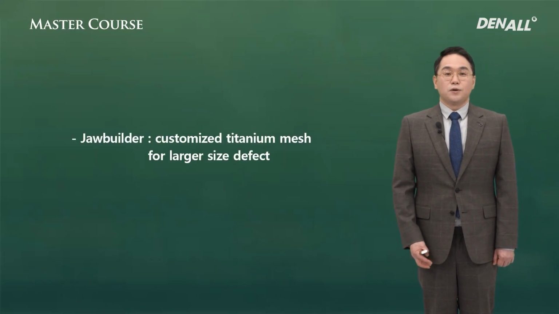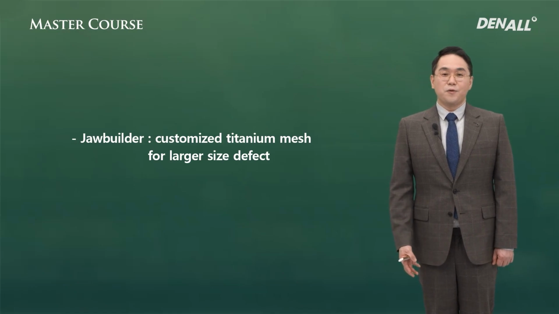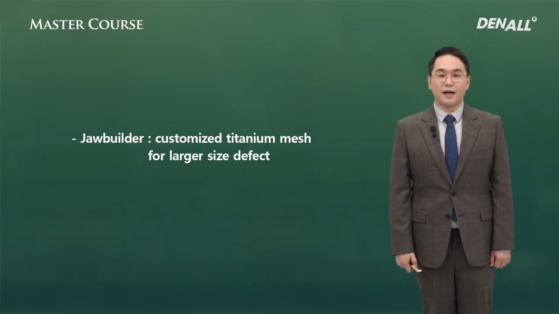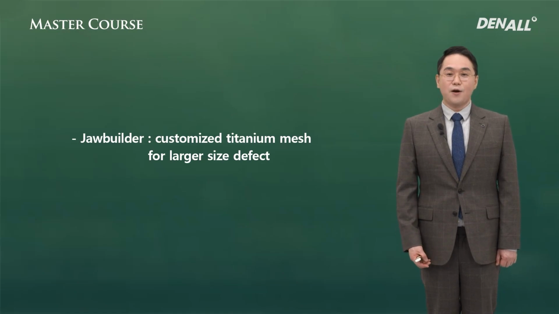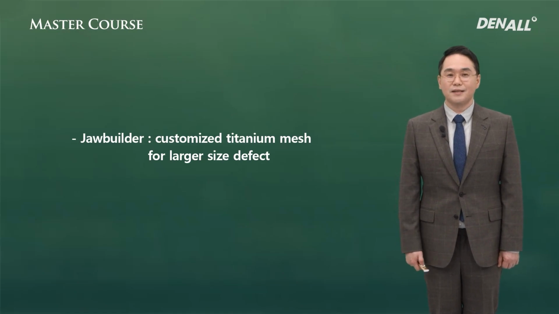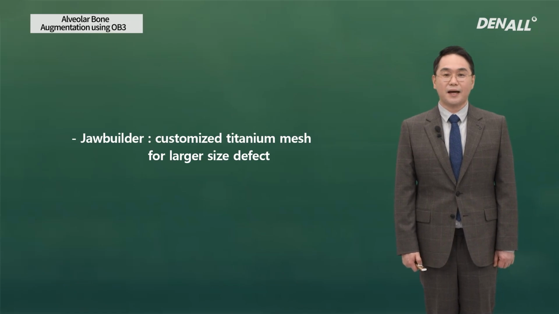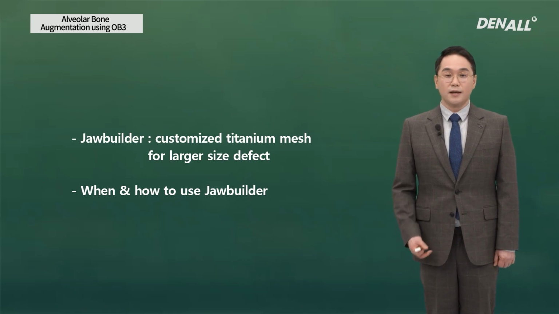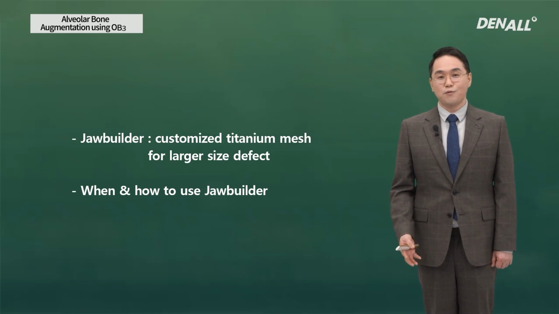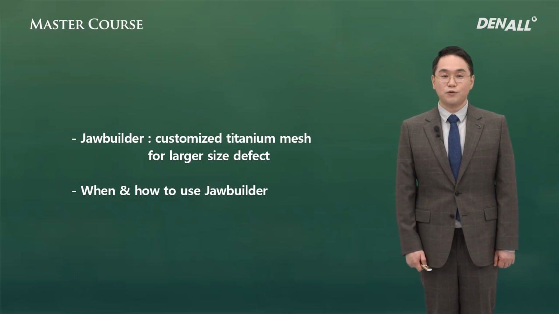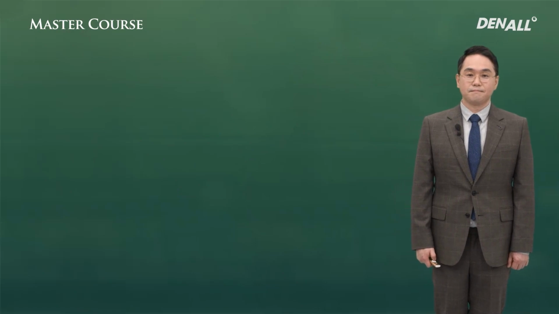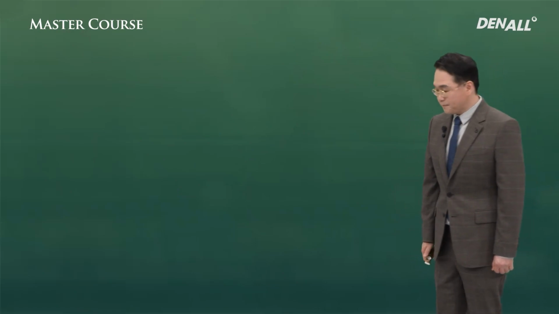In this lecture we talked about the more upgraded Jawbuilder that can be used in wide-ranging defect areas, Jawbuilder 3. I don't use Jawbuilder quite often because we don't have a lot of patients today with wide-ranging defects. But if you understand the characteristics of Jawbuilder and how to use it, you can have a good option to address defects in a patient that cannot be easily tackled with a standard titanium mesh.